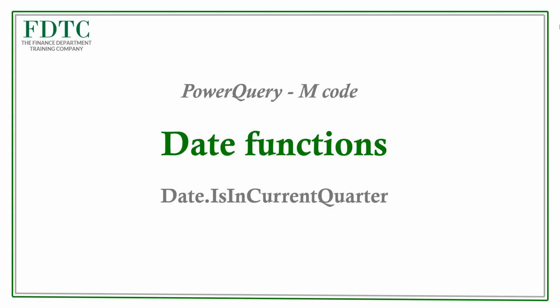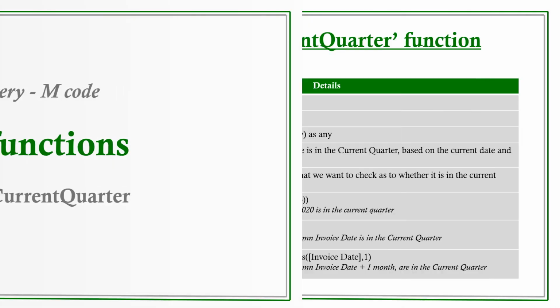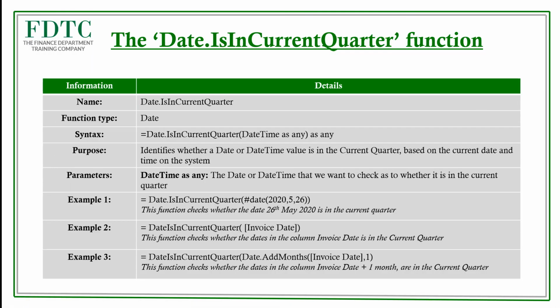In this lesson, we're going to look at the function Date.IsInCurrentQuarter. This particular function looks at a date value and then checks whether it's in the current quarter based on the computer system settings. This is part of a bunch of functions that evaluate a date or date time value against the current date. Others include Date.IsInCurrentDay, current month, current week, and current year, and they all work the same way with the same parameters.